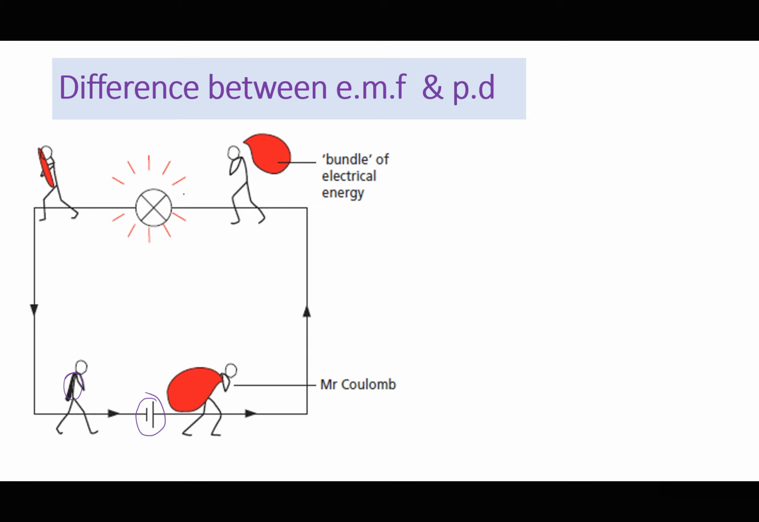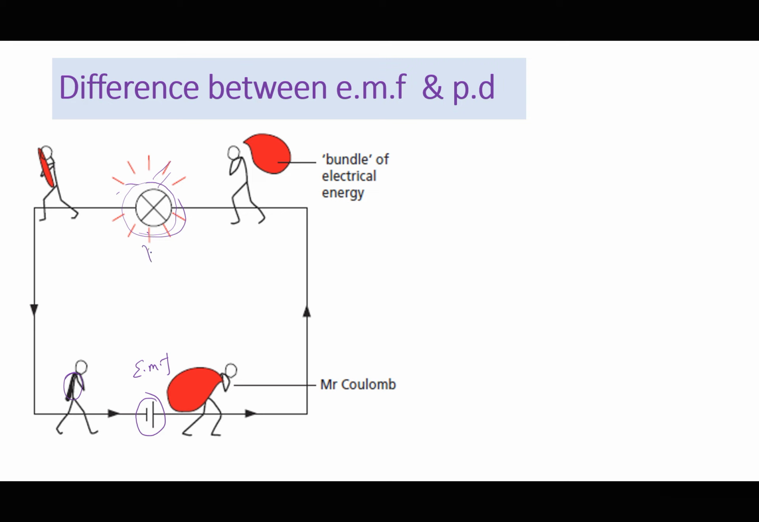When Mr. Coulomb reaches the bulb, Mr. Coulomb gives some of his energy to the bulb, which makes the bulb light and also give some heat around the bulb. So here we have the EMF because the energy has been converted or transferred by the power supply to the charge. And here the energy has been transferred from the charge to the bulb.